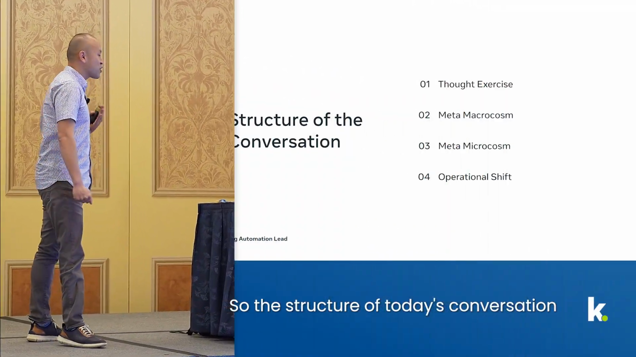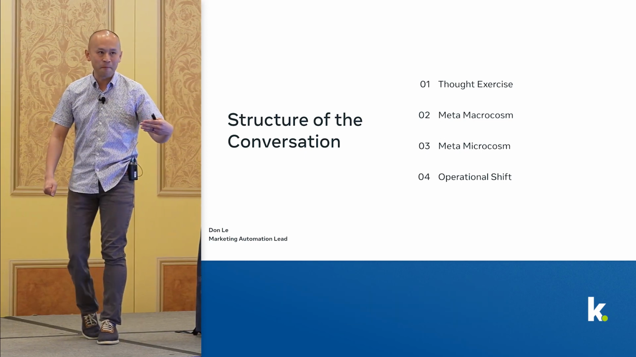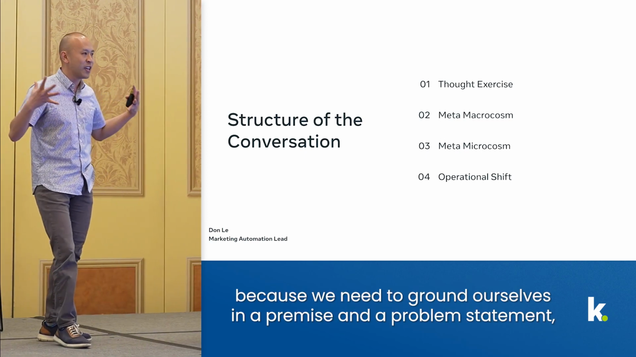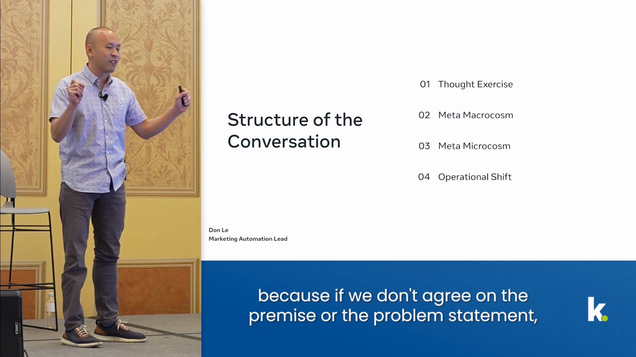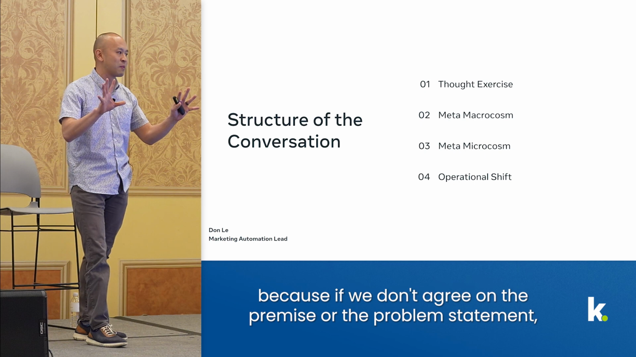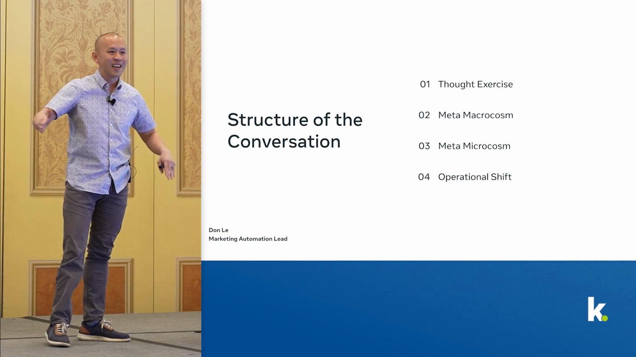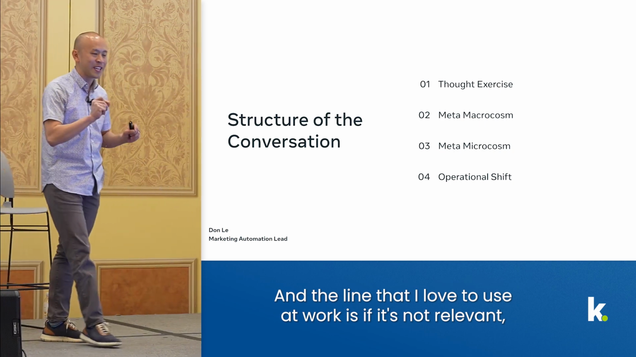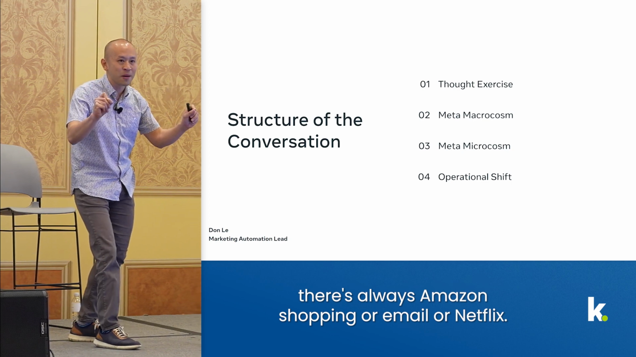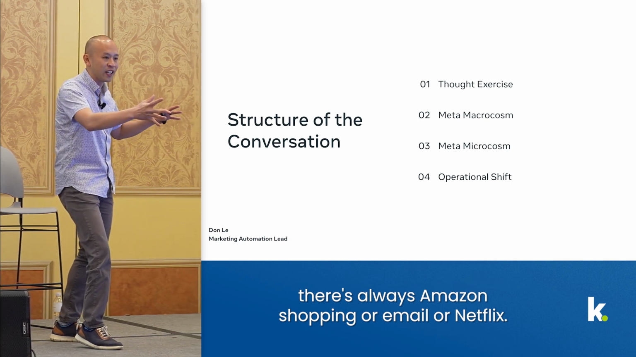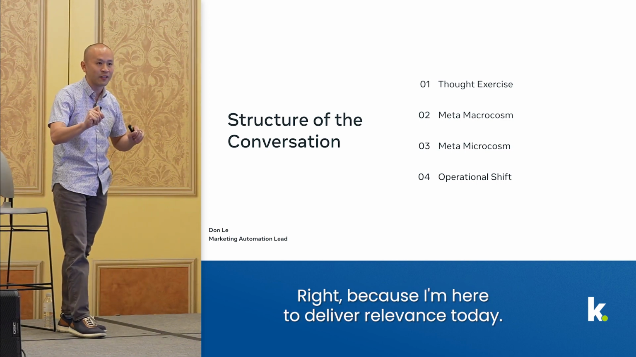So the structure of today's conversation is we're going to go through a thought exercise together, okay? Because we need to ground ourselves in a premise and a problem statement. Because if we don't agree on the premise or the problem statement, then frankly, the rest of the presentation falls apart. And the line that I love to use at work is, if it's not relevant, there's always Amazon shopping or email or Netflix. Go ahead. I would not be offended, right? Because I'm here to deliver relevance today.